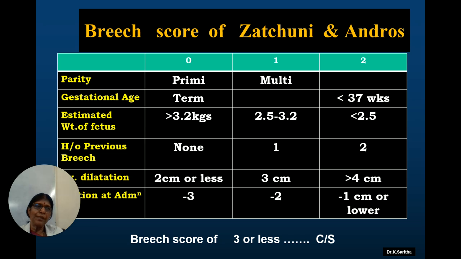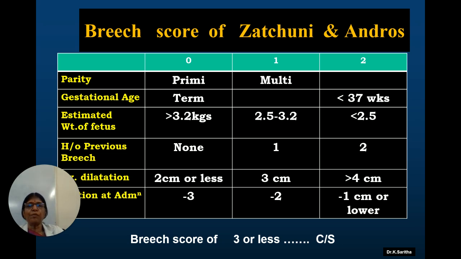Usually I give an example: if you are getting a multi with a gestational age of 37 weeks, with an estimated weight of the fetus around 2.5 kgs, suppose she is a third gravida with a previous history of 1 breech, and the dilatation is more than 4 centimeters, station at admission is +1 or 0, then the score will be around 6, and definitely that woman can deliver vaginally. So if the score is 3 or less, definitely cesarean section.